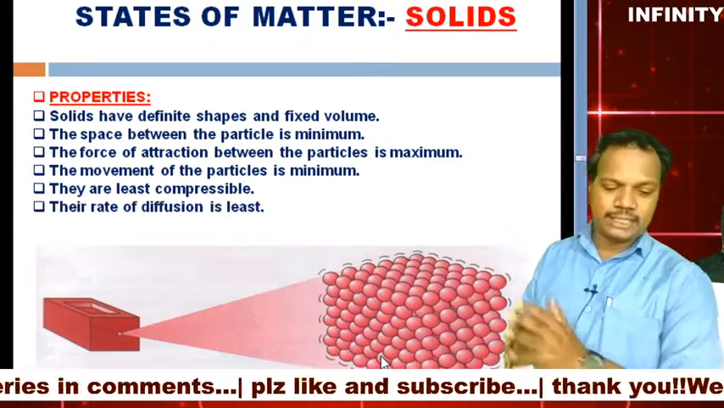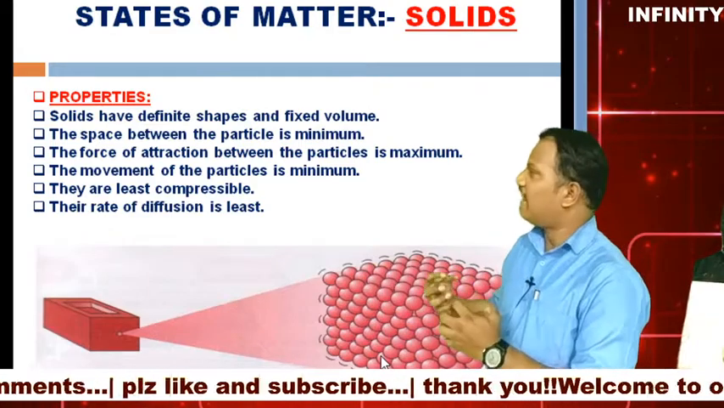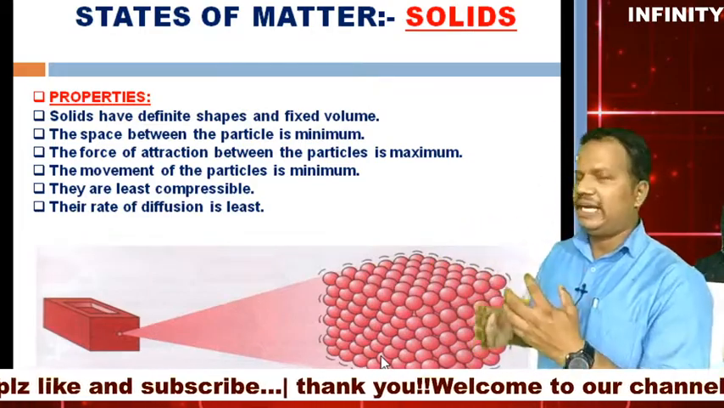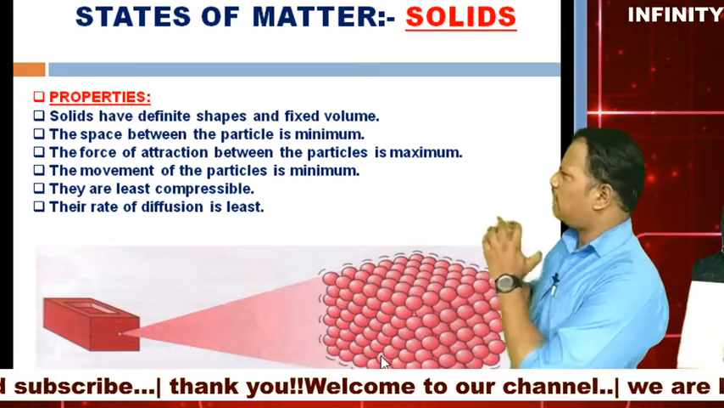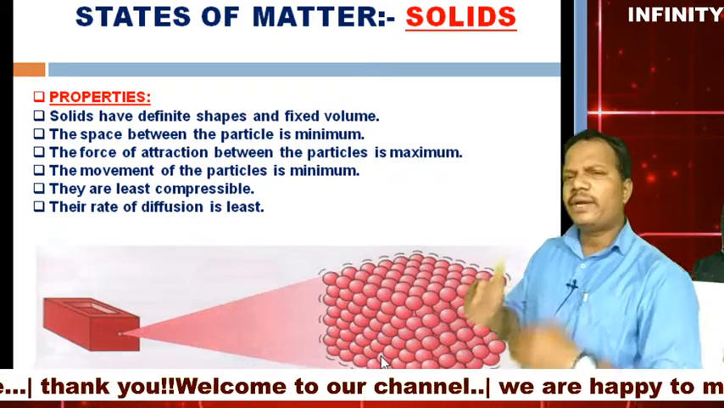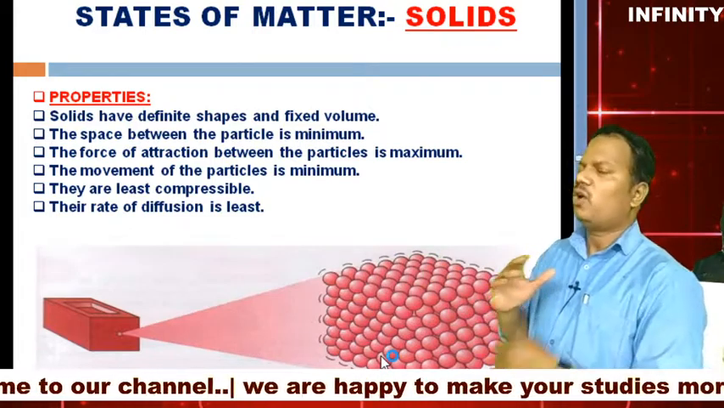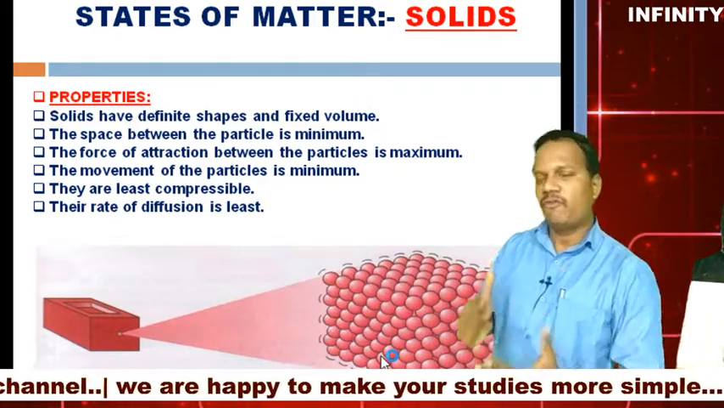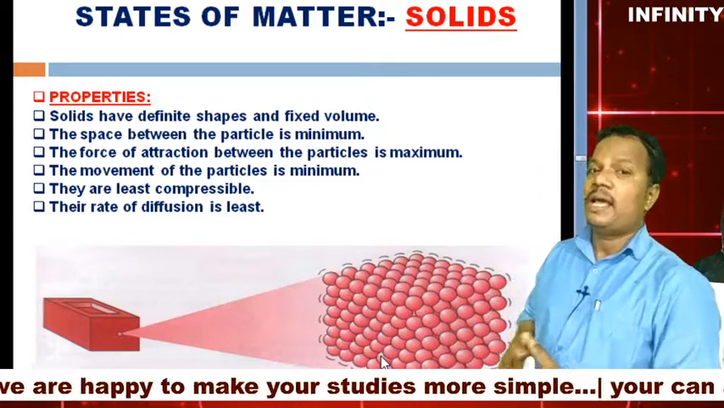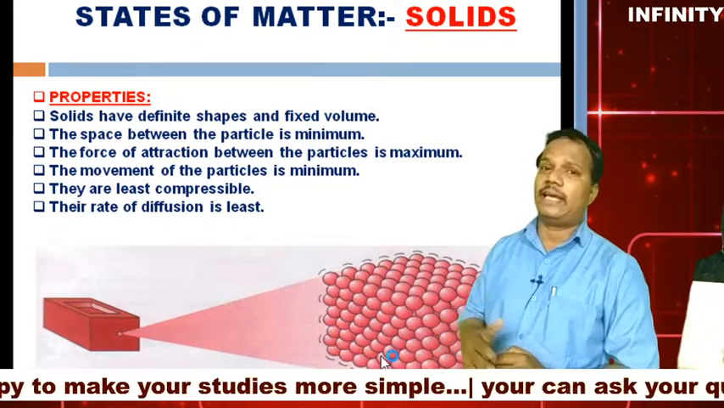Okay, so the next property is solids have very least rate of diffusion. Now what's called as a diffusion exactly? Diffusion means the property of mixing of particles of different matters will be called as the diffusion. Actually this is the property of gases.